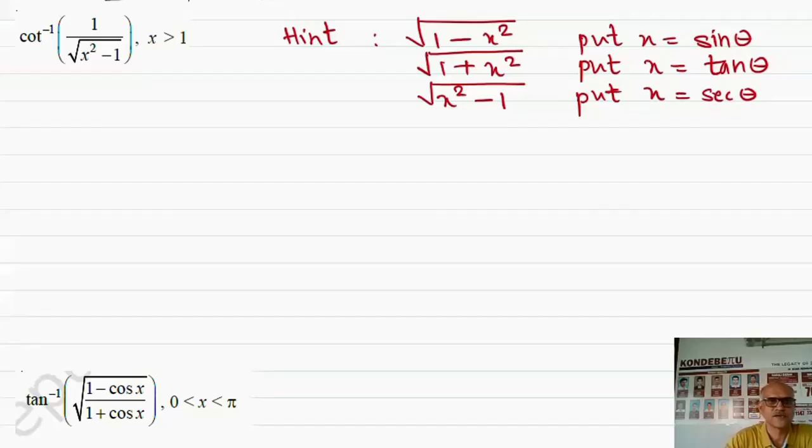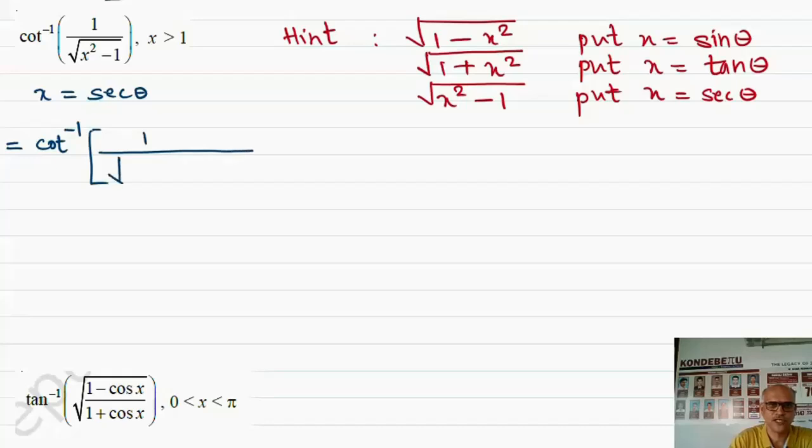Now here root x square minus 1 is there. So you put x equal to secant theta. Therefore the given expression will be cot inverse into bracket 1 by root of secant square theta minus 1. Clear? So put x equal to secant theta, so you will have secant square theta minus 1.